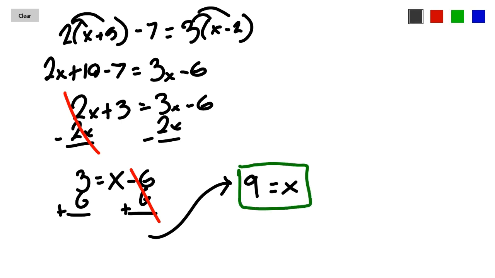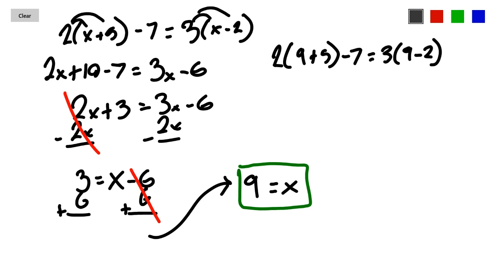But it's always a good practice to check, so I'm going to plug it in. 2 times (9 plus 5) minus 7 is equal to 3 times (9 minus 2). So 9 plus 5 is 14. 2 times 14 is 28, so I'll have 28 minus 7. And 9 minus 2 is 7, and 7 times 3 is 21. And 28 minus 7 is in fact 21, so x is equal to 9. That's a valid answer for this.